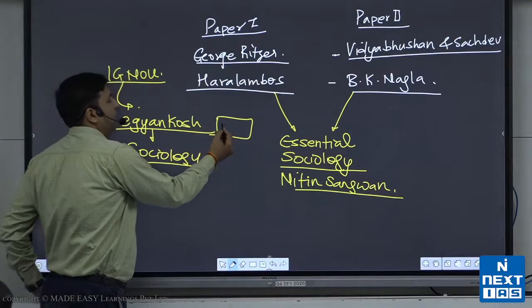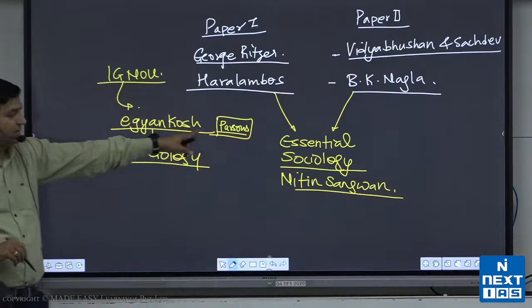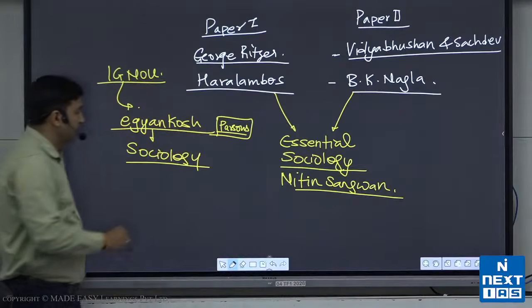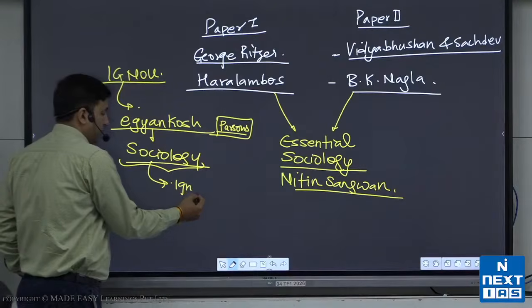Let's say I am not able to understand Parsons. Parsons is a thinker in paper 1. So I just type Parsons here and click the submit button. They will recommend some of the IGNOU material for it.